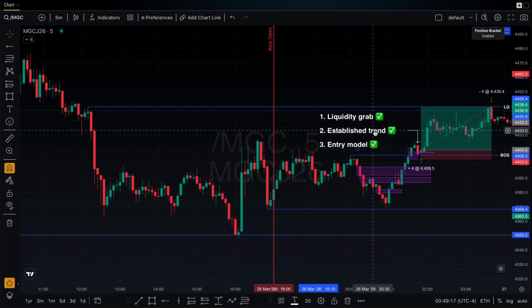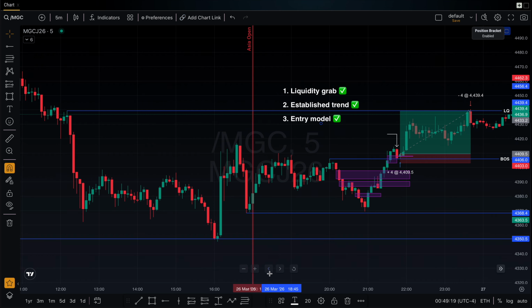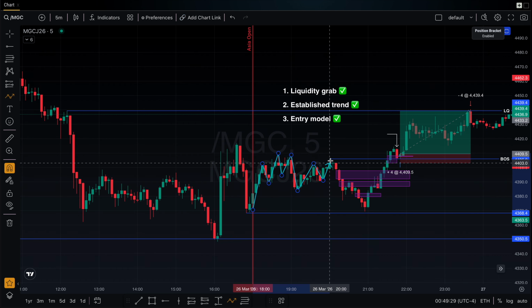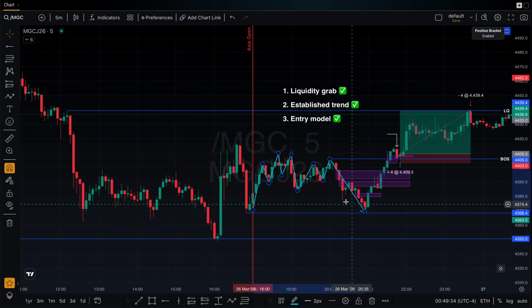Now we're looking for the established trend. During the open, you can already tell this was pretty sideways. This was kind of like NQ and ES. There was not a lot going on, no clear direction. But then finally, we get a nice downtrend, right? We get a nice sequence.